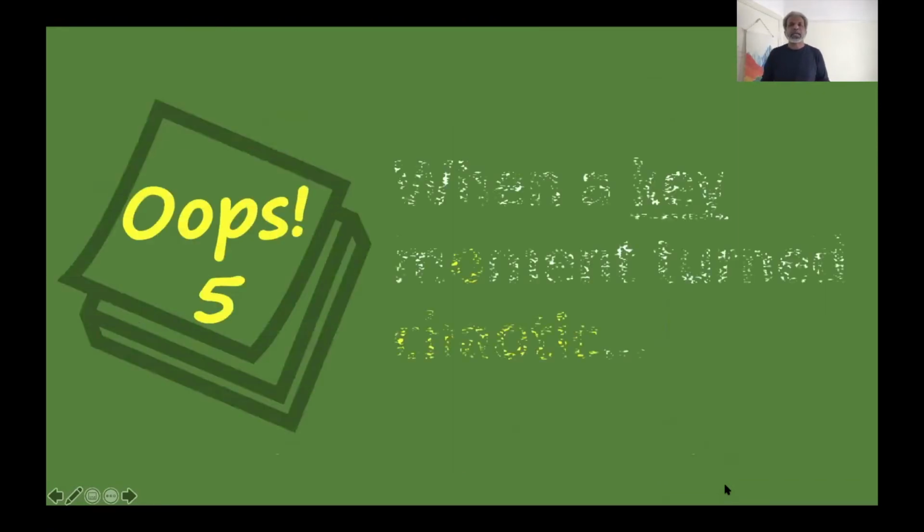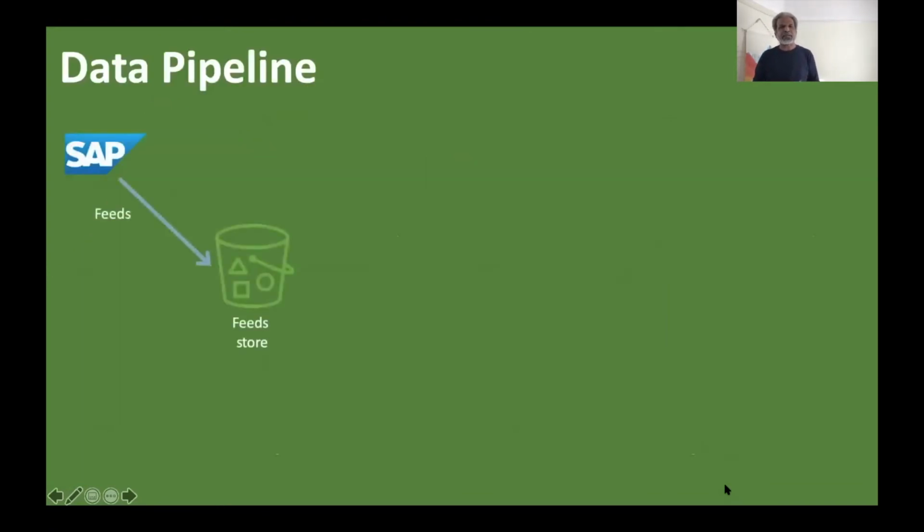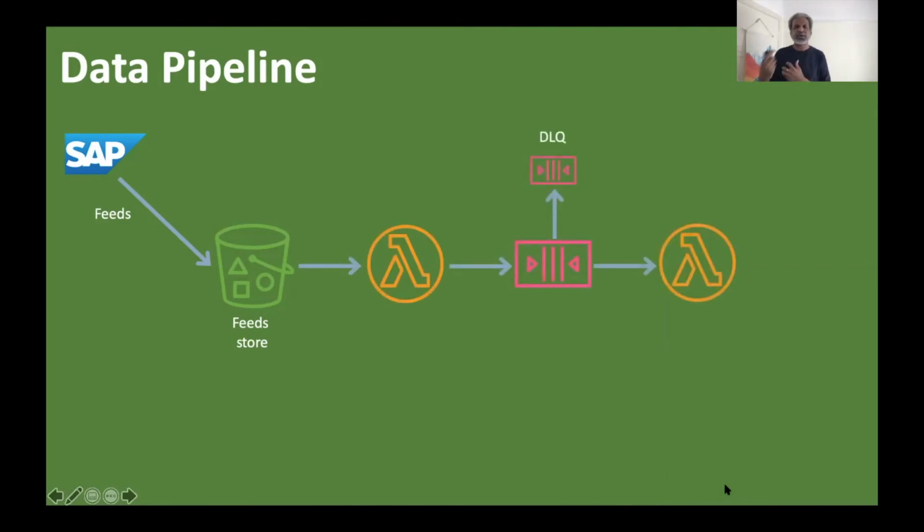Right. Finally, number 5, when a key moment turned chaotic. This again is a common mistake, especially when you start your serverless journey and start deploying and undeploying all sorts of things. A simple data pipeline feeds from our backend system SAP, gets dropped into the bucket, and triggers a Lambda function. We do a bunch of things, push into a queue, another Lambda, and to the platform on the other side. It's a very common data-driven pipeline, and it's very powerful. I showed a simple version; we have over 15 similar pipelines doing wonderful things with handling different data feeds.